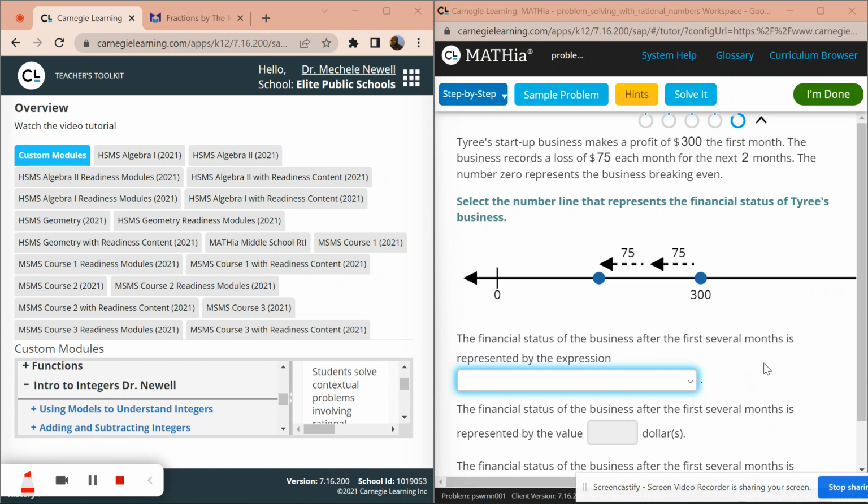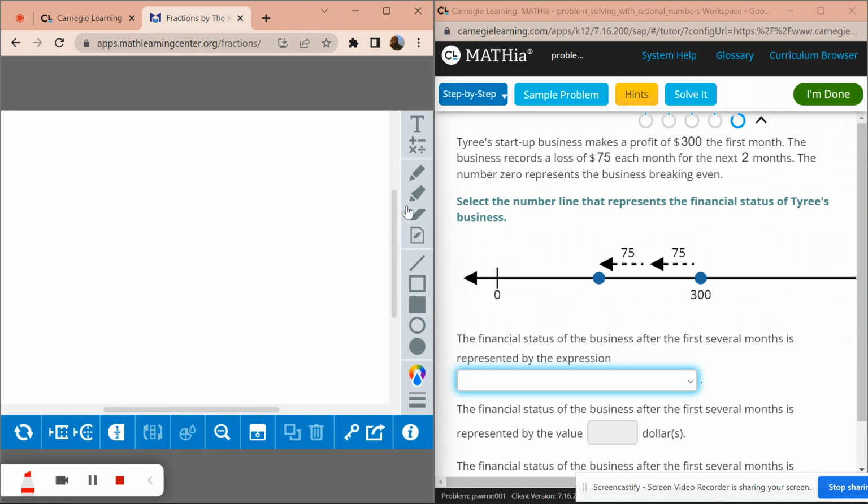I have 300 minus 75 minus 75. So I could write that like that. I could write 300.